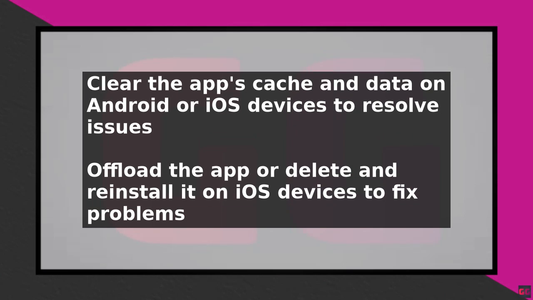and reinstall it. If you are experiencing issues with a specific feature, such as messaging or video calls, try disabling and re-enabling the feature or checking your internet connection. A stable internet connection is necessary for Messenger to function properly.